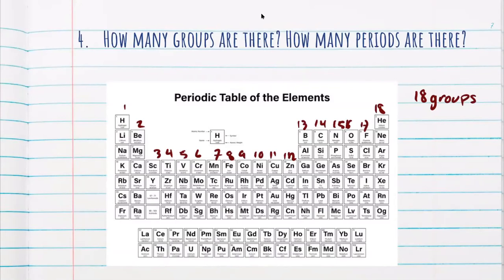What about periods? Well, let's count them. If periods are our rows, 1, 2, 3, 4, 5, 6, 7. Now, these elements on the bottom, those are meant to go here, so we don't add them. They're not an extra row. They're just put off to the side. So we have 7 rows, so that means 7 periods.